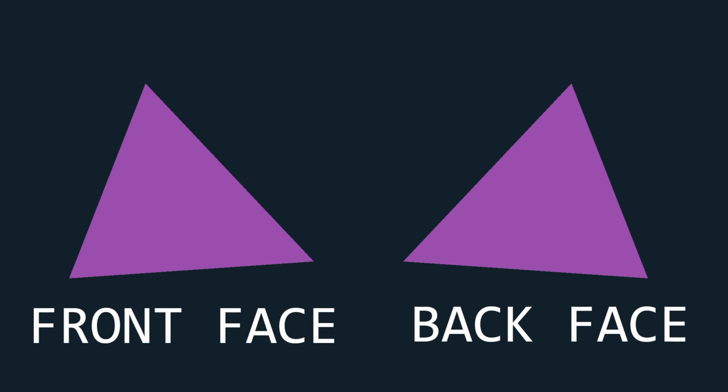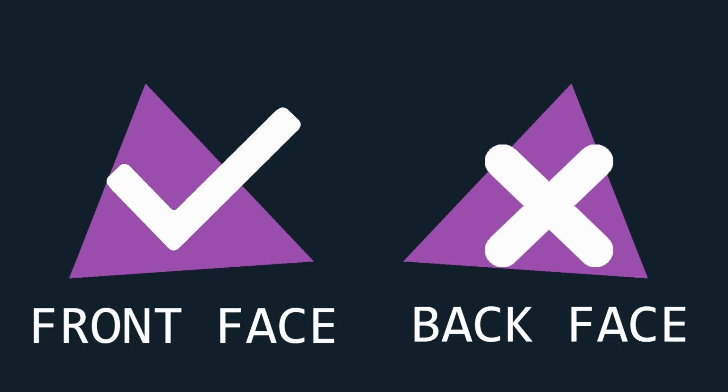OpenGL decides this by seeing which side of the triangle is currently facing the camera. Generally speaking, in most 3D graphics programs, it is the front side of a triangle that is sent to the fragment shader and the back side of a triangle that is discarded.